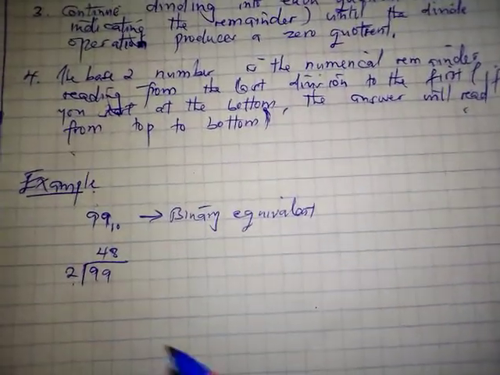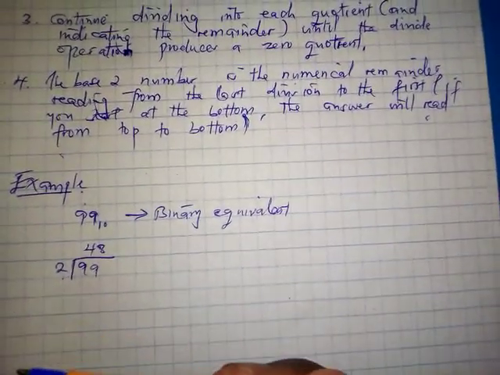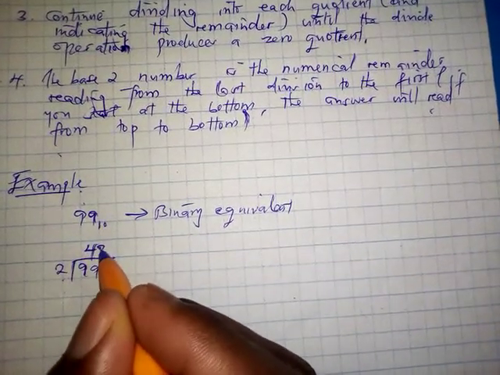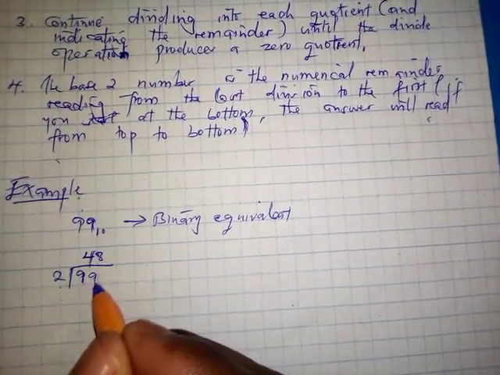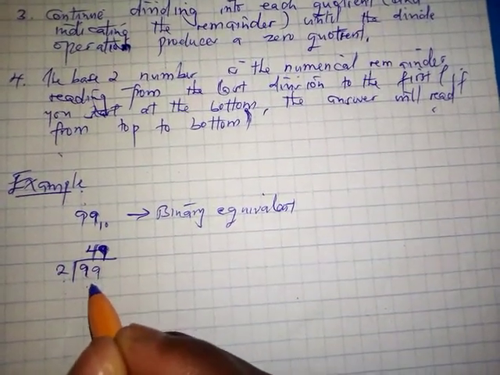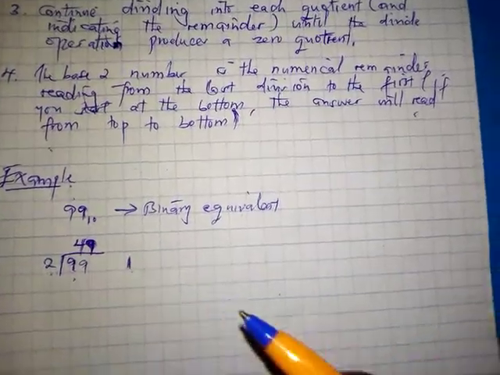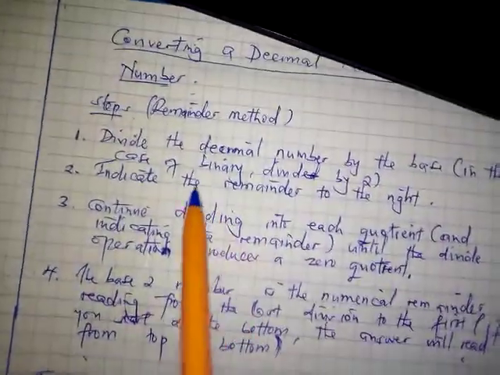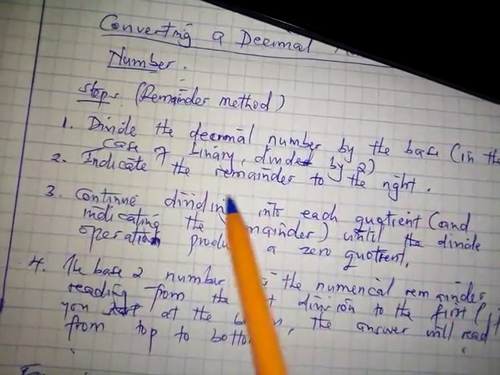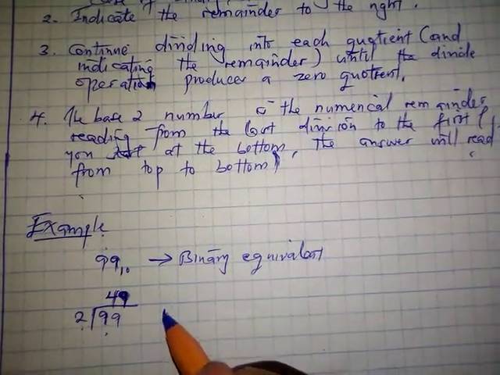The remainder is 48.5, but now we are dealing with whole numbers here. A remainder is either 1 or 0, so it's 48 remaining 1. Not 48 but 49, sorry, 49 times 2 is 98. We remain with 1. We write it here, so you can see we're following the steps: divide the decimal number by the base, and indicate the remainder to the right. Now I have indicated 1.